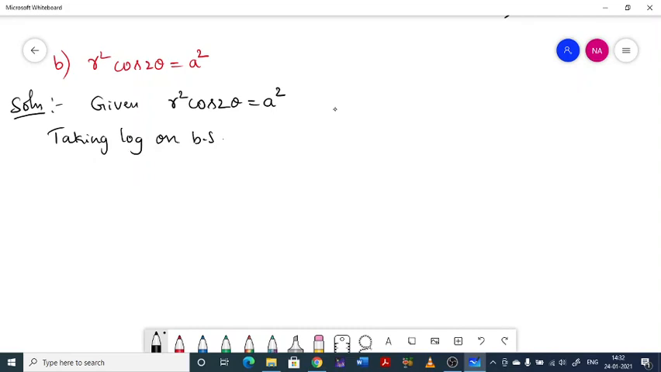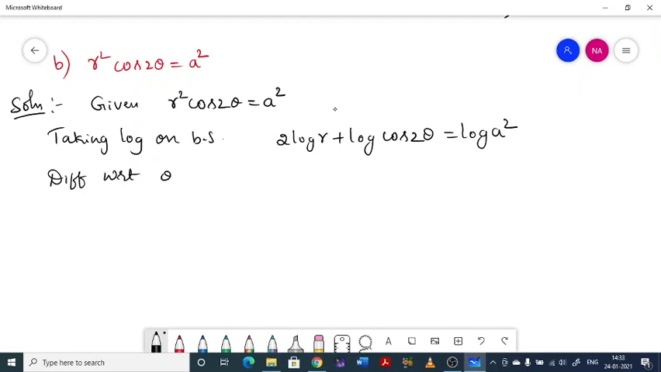we will be getting, after simplification, this reduces to 2 log r plus log cos 2 theta equal to log a square. Differentiating with respect to theta, 2 by r into dr by d theta plus log cos 2 theta, right? Denominator will be cos 2 theta, numerator minus 2 sin 2 theta equal to 0.